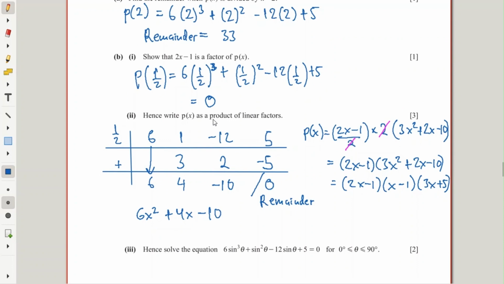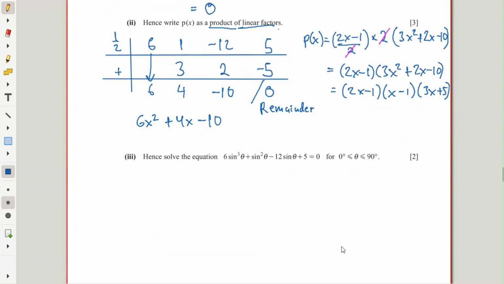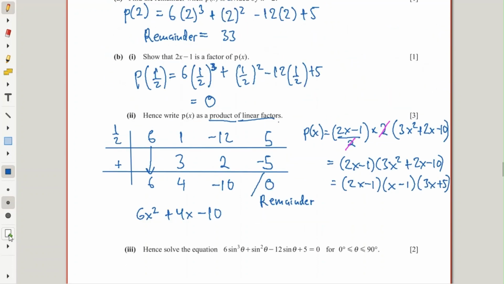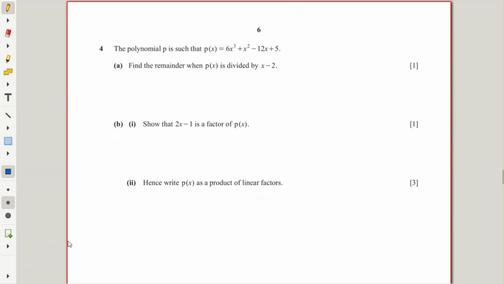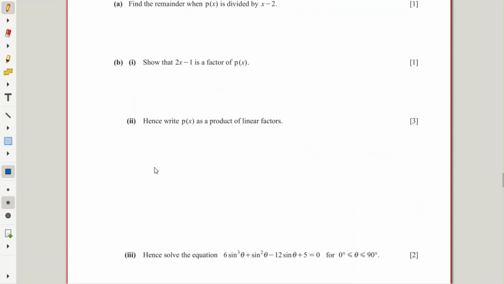They say we should express it as products of linear factors. That's what I've done. Each of them is a linear factor. All right. Or you can use the synthetic division. I mean, you can use the long polynomial method.